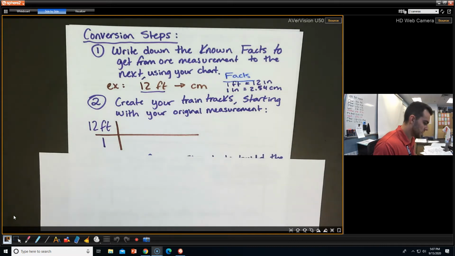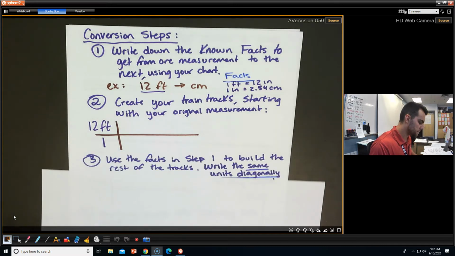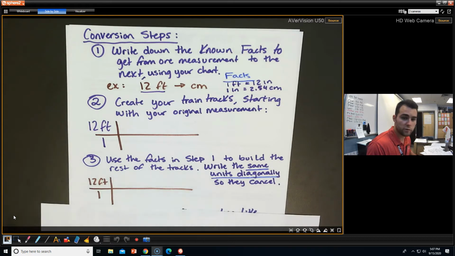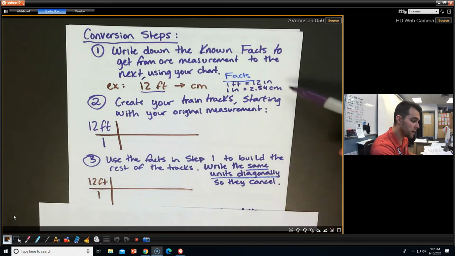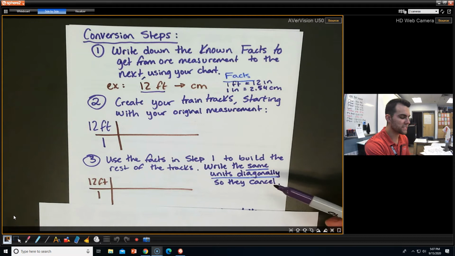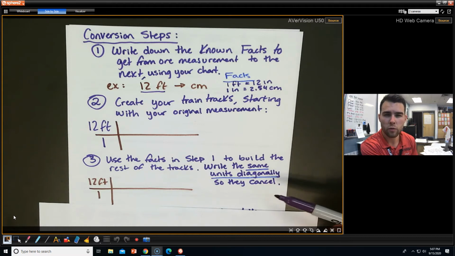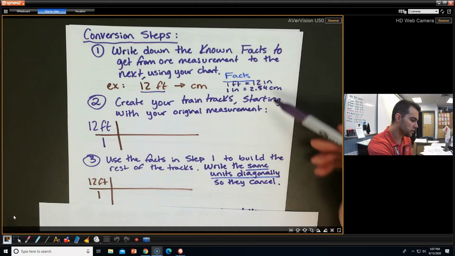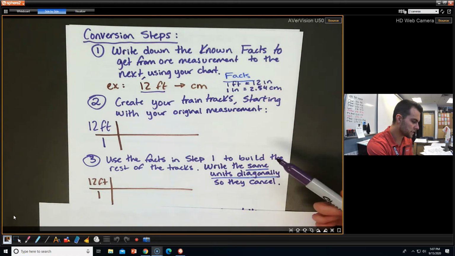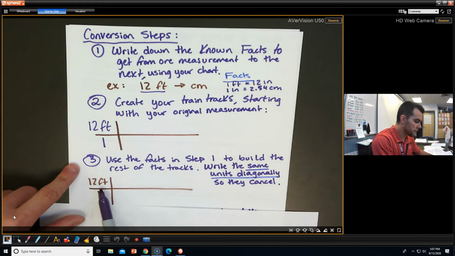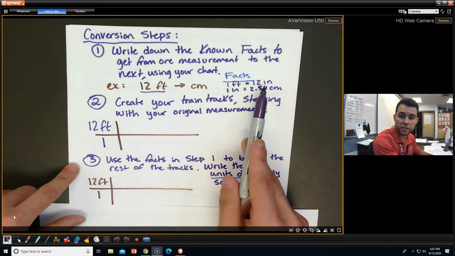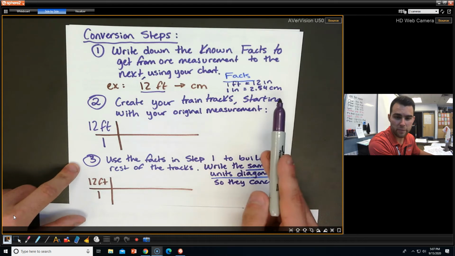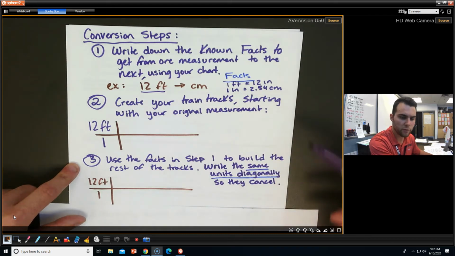To continue our tracks, we're going to use the facts from step 1, the ones we wrote down, to build the rest of the tracks. Write the same units diagonally so they cancel. We're going to talk about that a little more and see what that looks like, but we're going to use these to fill in the rest. So I can go from feet to inches, and then from inches to centimeters. That's my game plan. We already have it with the facts.